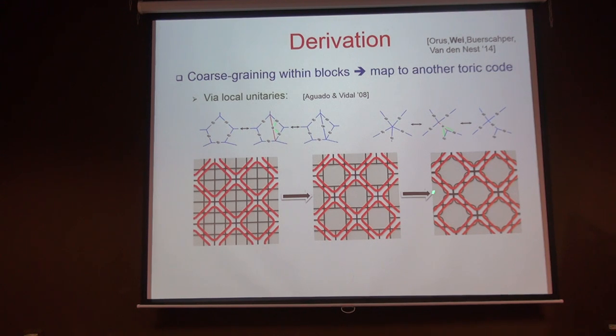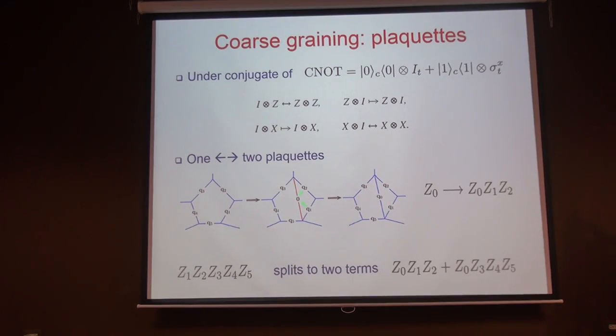And then we're left with a toric code on this lattice. And then we just use the upper bound and lower bound technique and hope that we can match these two bounds. Okay, so this is the strategy. But let me give you more detail. I mentioned the control NOT gate.